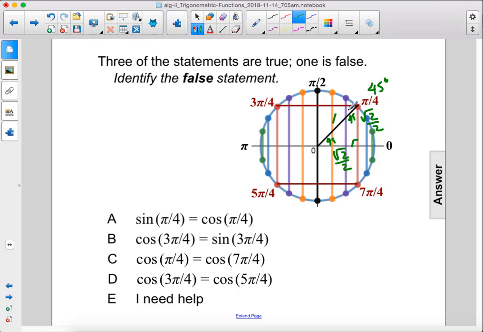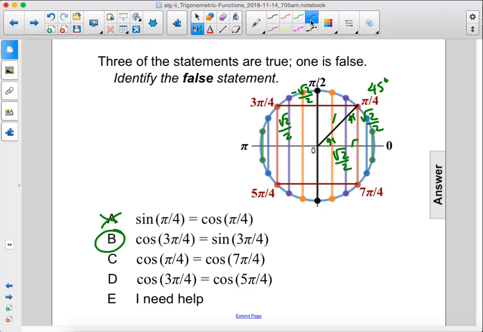So sine of pi over 4 is square root of 2 over 2. Cosine of pi over 4 is also the square root of 2 over 2. This is true. The cosine of 3 pi over 4, so that's this length here, is going to be negative square root of 2 over 2, because cosine is negative in the second quadrant, equals the sine of 3 pi over 4. So this is not true. Since this is positive square root of 2 over 2, this length here, but this is negative. So this is our answer to the problem.